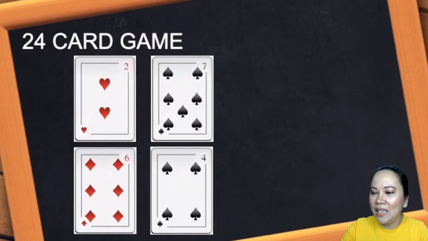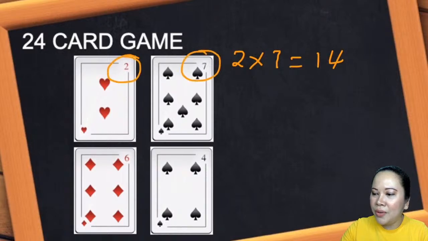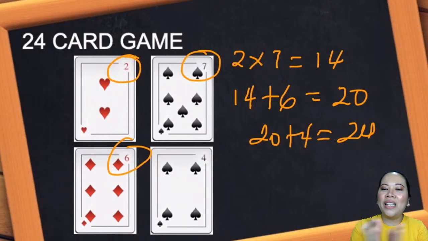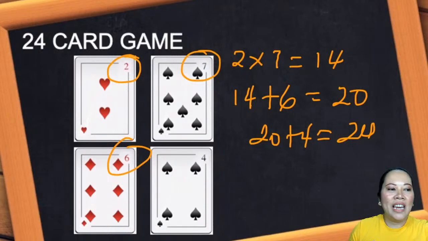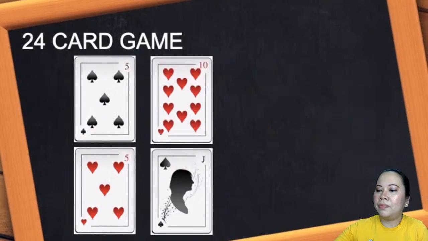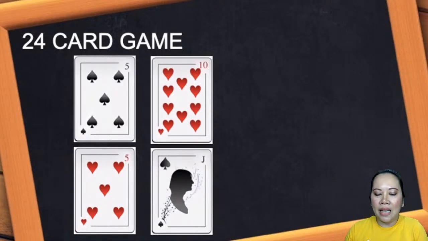Okay, so someone answered it. 2 times 7 is 14. Alright, 2 times 7 is 14. 14 plus 6 is 20. 20 plus 4 is 24. Wow, well done, Dexine. That is correct.